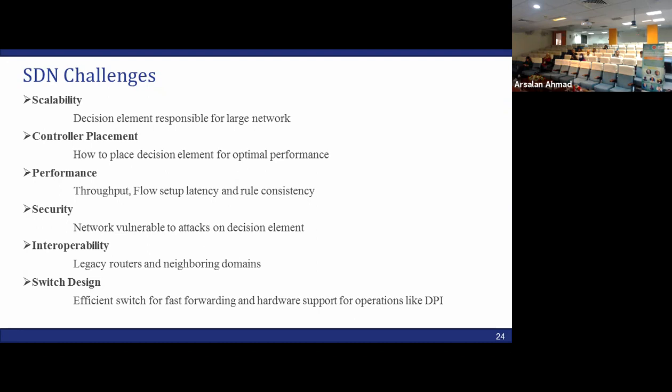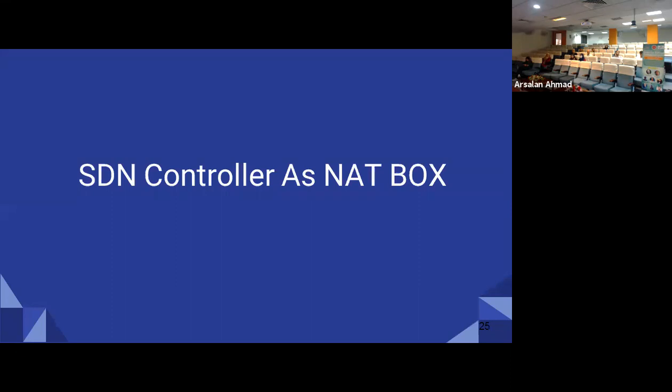Similarly, if we have DPI-based ASICs available in the switch, those APIs or parameters can be exposed to the controller, and the controller can use those parameters to instruct a switch for a particular set of flows for DPI. If these flows are matched, they should be a candidate for deep packet inspection. So this is one good area of research, that we must have specialized and very efficient hardware-based switches for supporting the SDN controller.